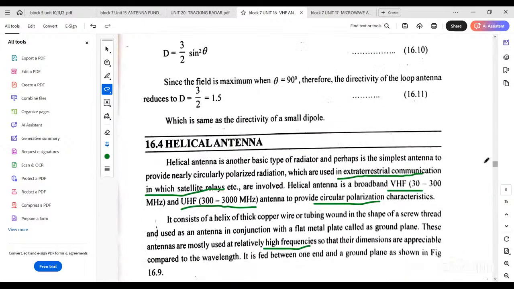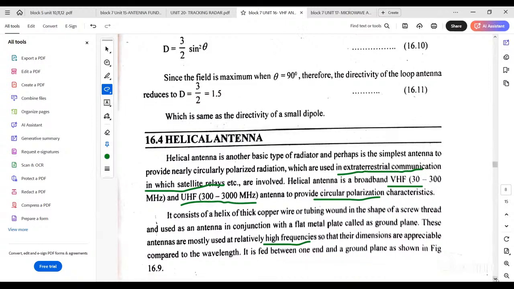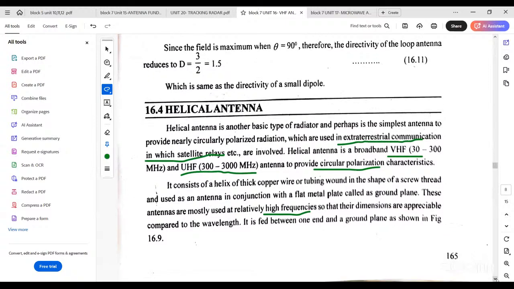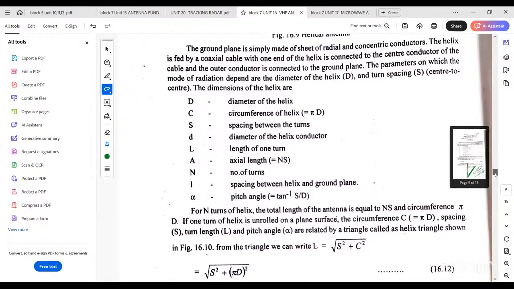First paragraph is about the introduction, where it is used and which frequencies it takes. Next, in the second paragraph, description of the diagram is covered, as well as in the third paragraph. The main key point is that it is used for circularly polarized characteristics. It is useful for high frequencies. Next, draw the diagram. Then third, description of the diagram and explain the parameters.